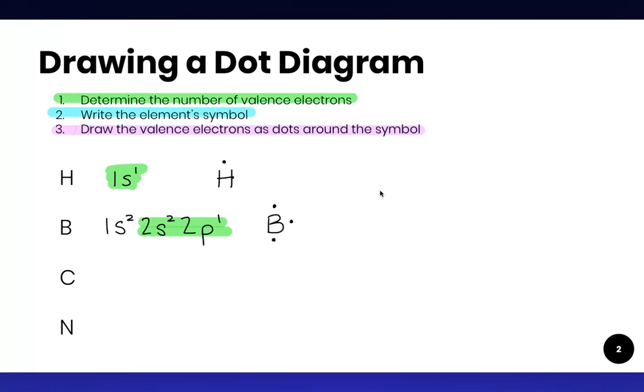Okay, carbon. Has 4 valence electrons. And then finally, nitrogen. This element has 5 valence electrons.